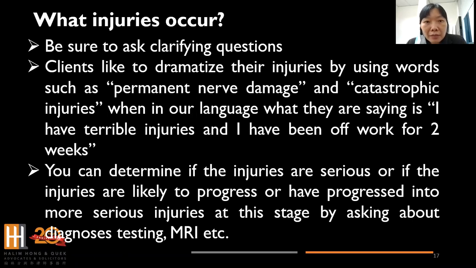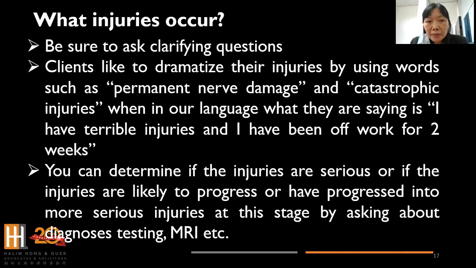What injuries occurred? This one you need to clarify with questions, because clients would like to dramatize their injuries. When they use terms like permanent nerve damage or catastrophic injuries, what do they actually mean? You may have to refer to the report. Usually they have their medical report, and if they go for an x-ray or a scan, they'll have the report. So you need to hear and read what the report says.